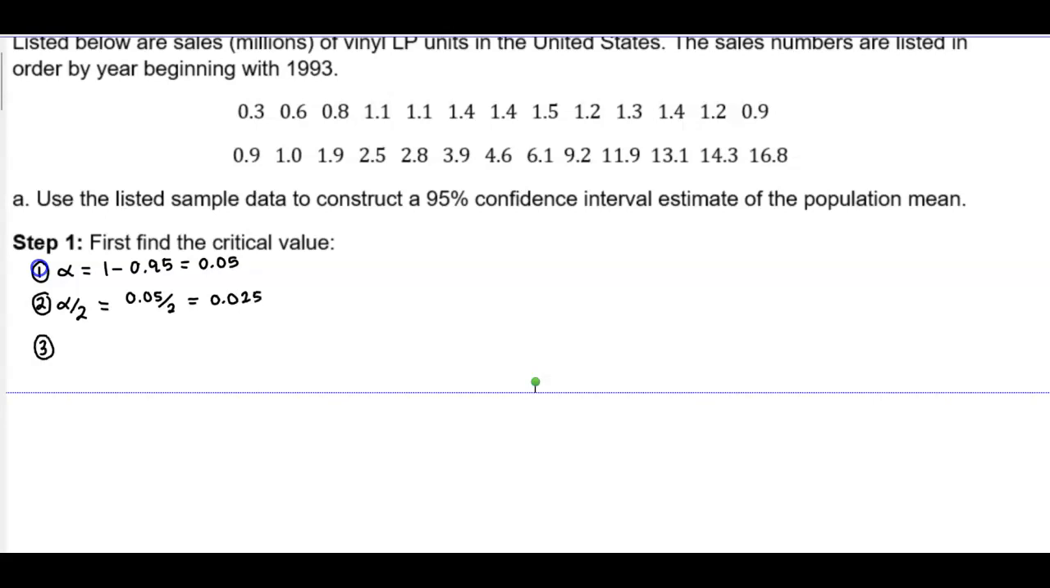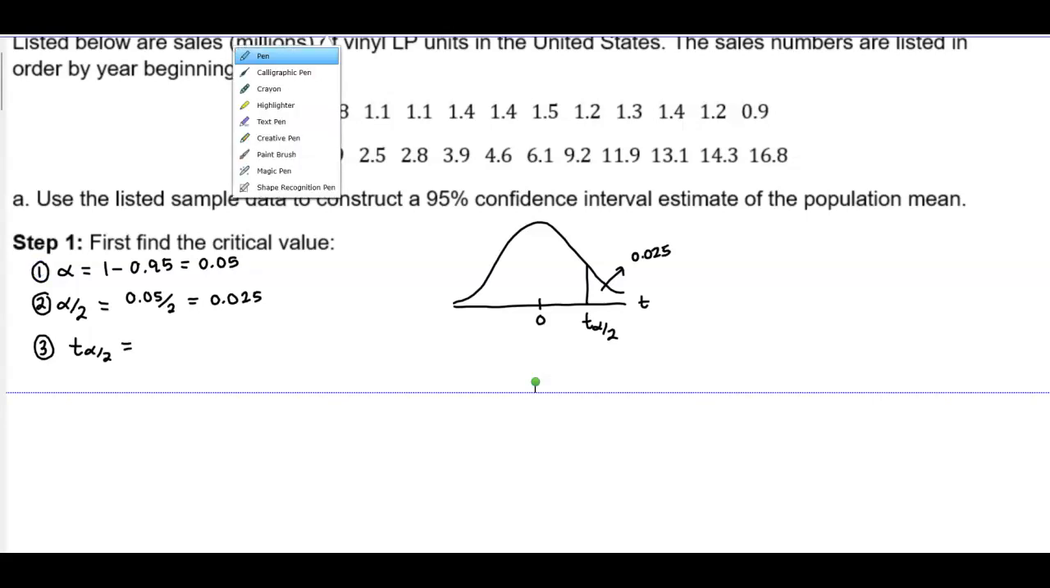And then we're going to be able to figure out what the critical t value is with that area. So if we draw our bell curve, on the t scale it's going to have 0, and then we want to find the area to the right of that, t alpha divided by 2. Well, this area represents 0.025. So to find the value there, we could either use the table or StatCrunch. I'm going to go ahead and use StatCrunch.